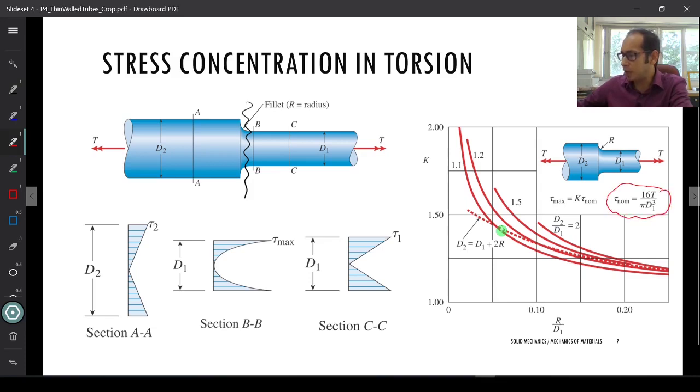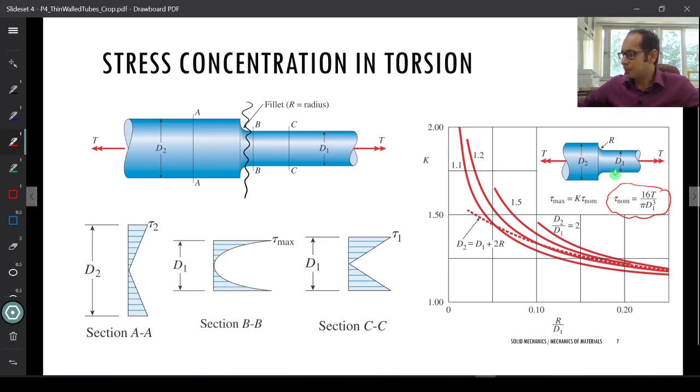And all this chart tells you is how your tau max, which is happening at this interface, depends on the nominal value through this factor K. So K is sort of that amplification factor. The stress amplification factor is always higher than 1. And it depends upon this fillet radius, right? Remember, if you have a very nice and smooth transition, then it is going to be lesser. If you have a sudden jump, the stresses are also going to jump up in those regions, right?